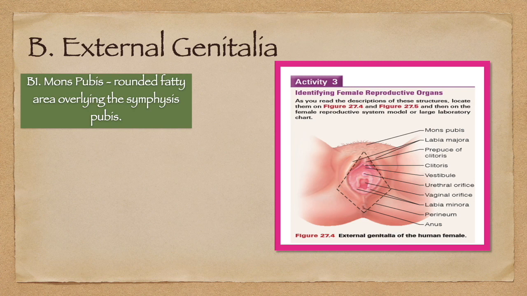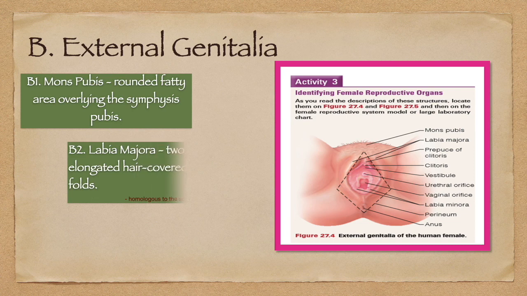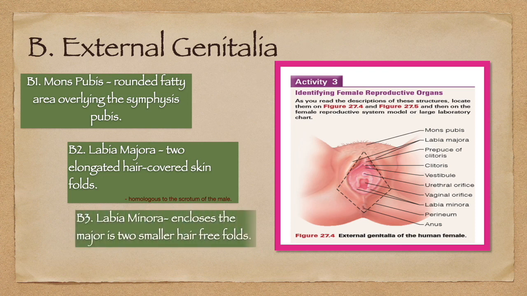So we have the mons pubis. It's a rounded fatty area overlying the pubic symphysis. Running inferiorly and posteriorly from the mons pubis are two elongated, hair-covered skin folds, which is what we call the labia majora, which are homologous to the scrotum of the male. These enclose two smaller hair-free folds, which is what we call the labia minora.